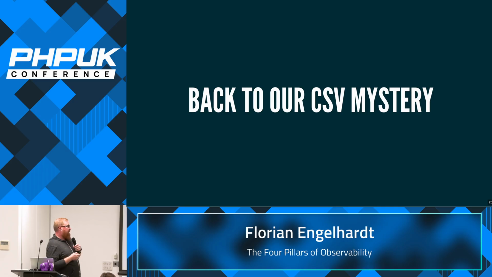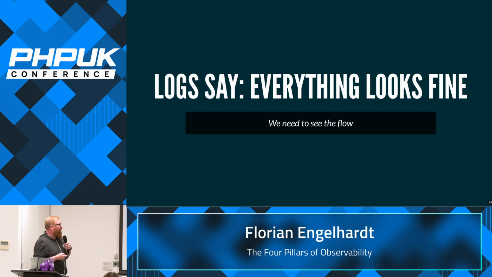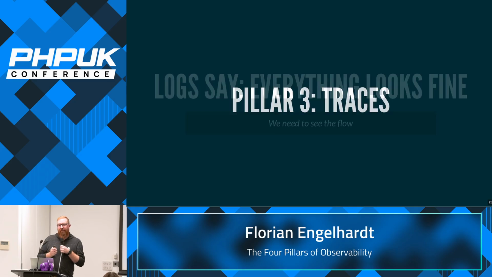So, back to the CSV mystery: check the logs. What we found in the logs was a lot of level 200 info messages, CSV import finished. If you open one of those log messages, you're going to see all the context data, like the file size, the user ID, the timestamp, the level, and some extra attributes that we added. But nothing of this is actually showing that there is a problem. I mean, that's a good thing. We still import the data, but we don't know why it's taking longer. There is no indication in here. No errors, no warnings, nothing really unusual. So we wanted to see where we actually spent some time. And that brings us to the third pillar, which is tracing.